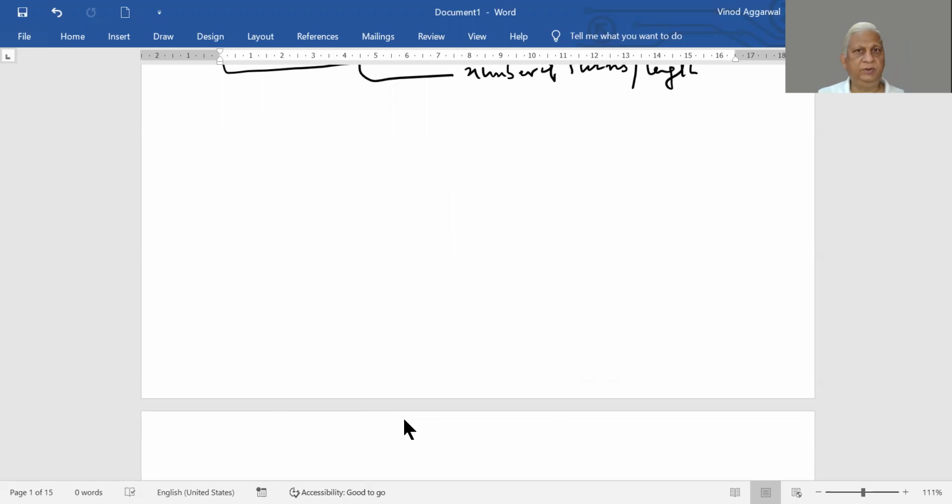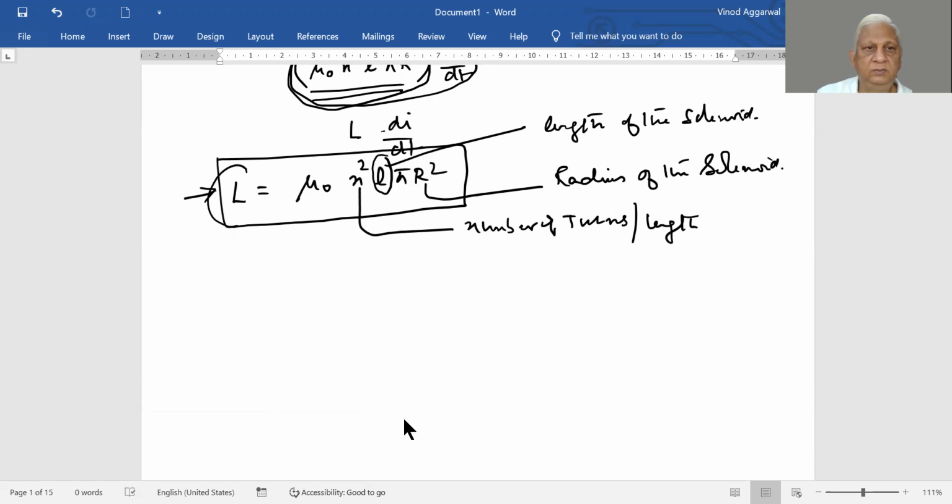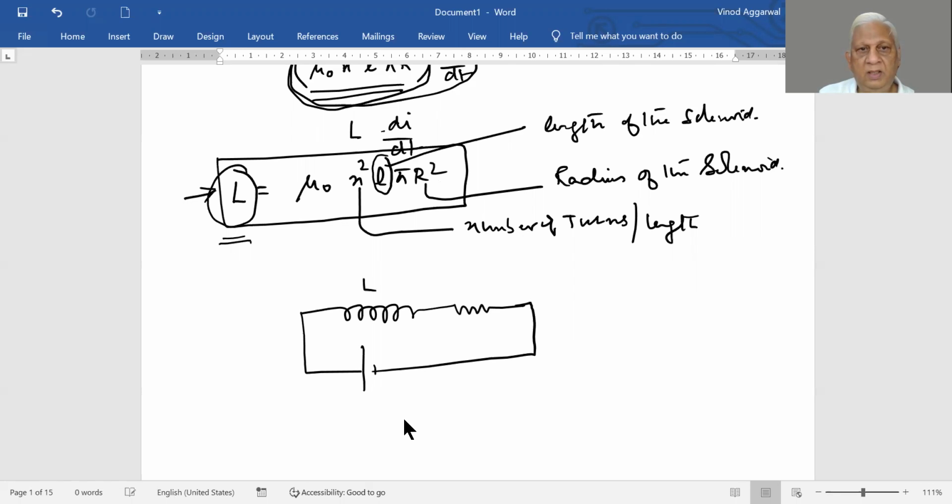Now, the next topic we come to is, we have seen a solenoid can behave like an inductor. So let's do some more exercise on the nature of an inductor. An inductor is basically a coil, and let us analyze it in an LR circuit. This is the inductor, this is the resistor, and this is the battery. We connect EMF to it.